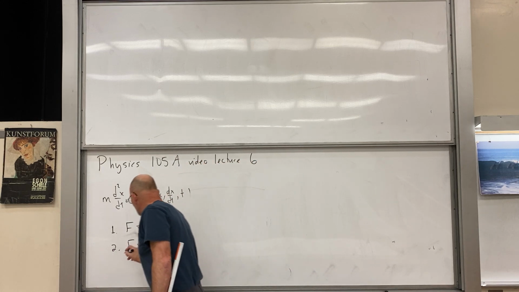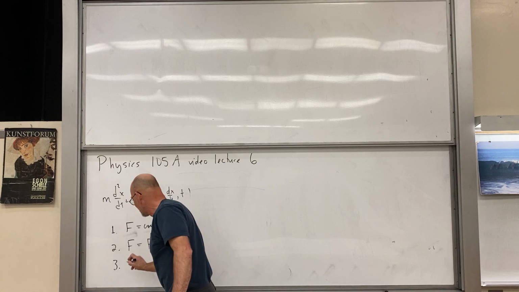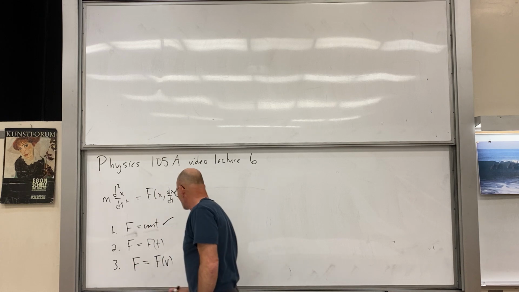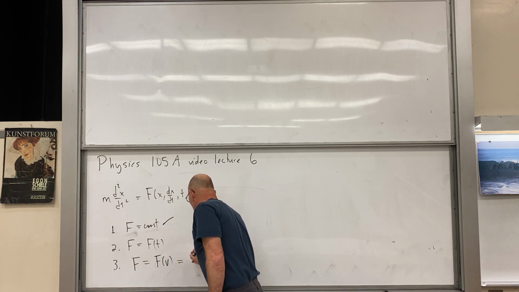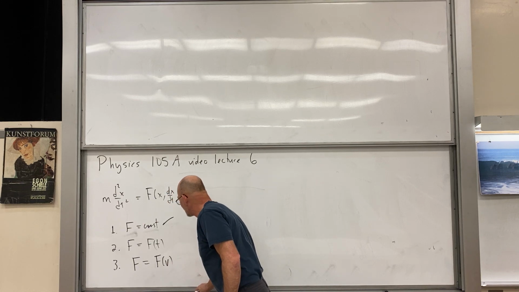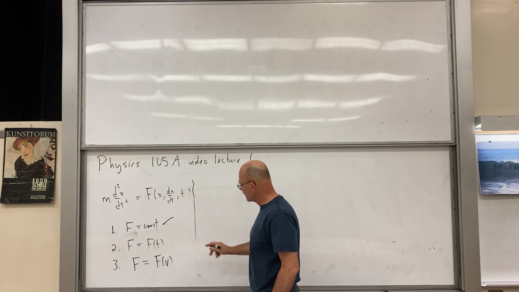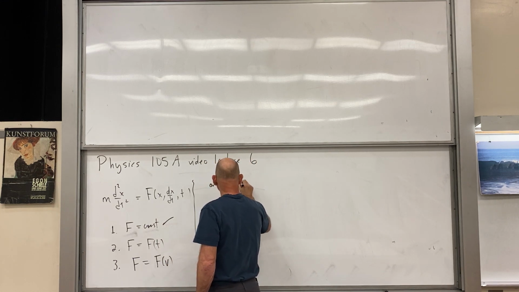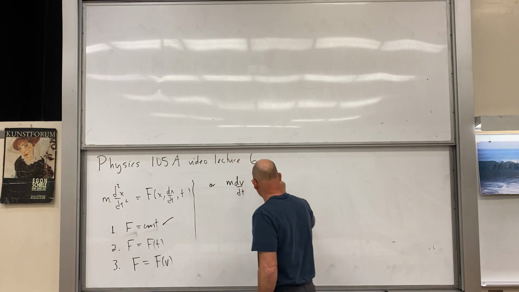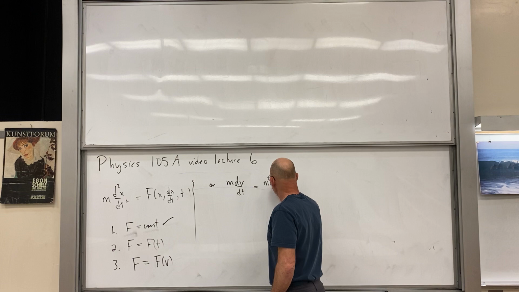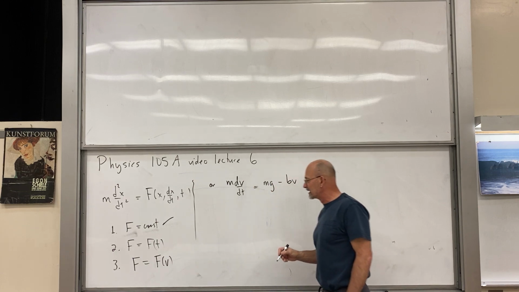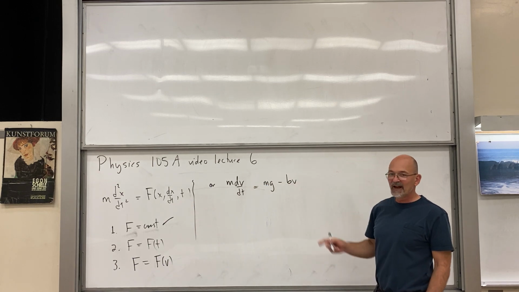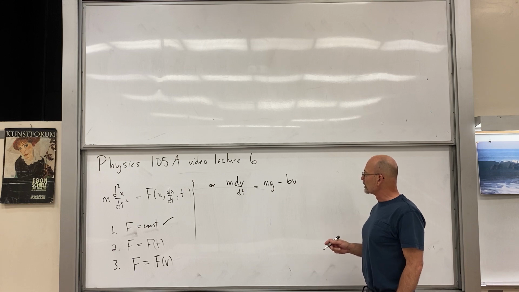My third example was F equals F of v, equals, in this particular case, and so I'll actually write that down again, what we had. We had m dv/dt is equal to mg minus bv. Okay, so v is that first derivative we're talking about, of course, and we wanted to integrate this. We had to use a technique called separation of variables.